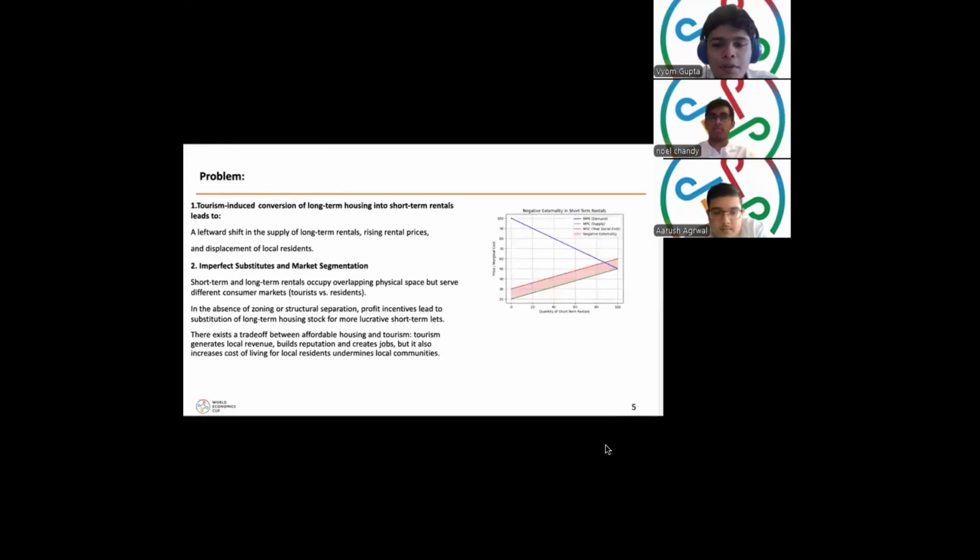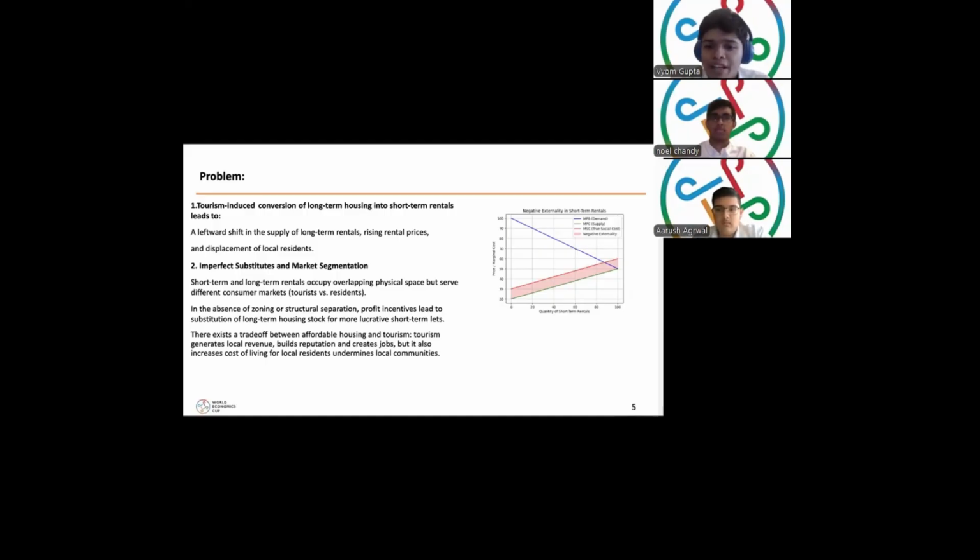Okay, now moving on to the problem statement. As we can see, point one in simple terms is that many landlords are choosing to rent out their properties to tourists for short stays rather than to locals for longer leases because it's more profitable. But the result of this is that fewer homes are available for locals due to higher rents.